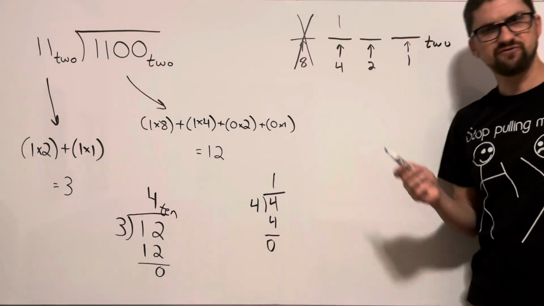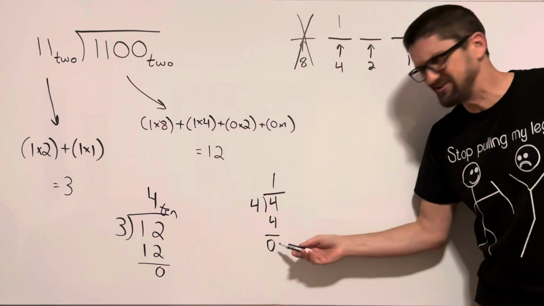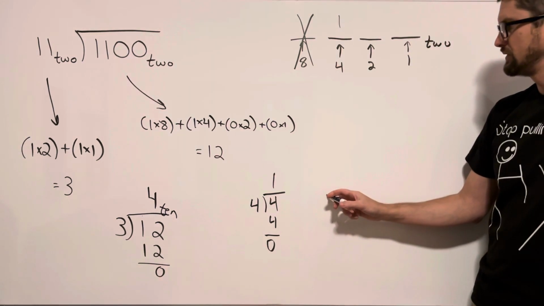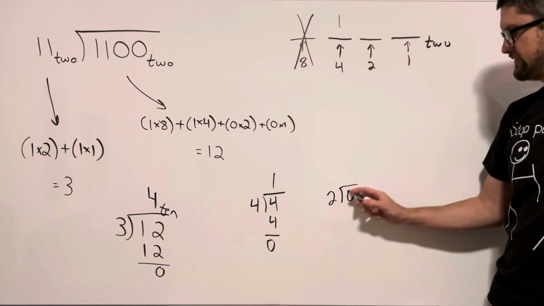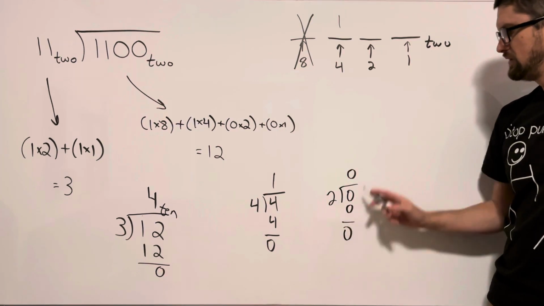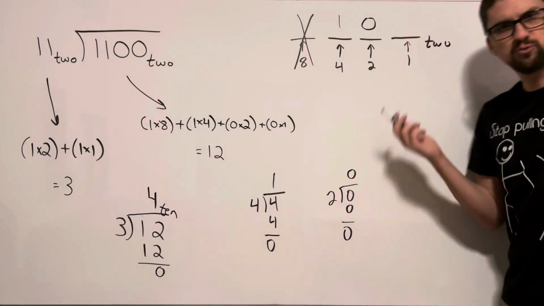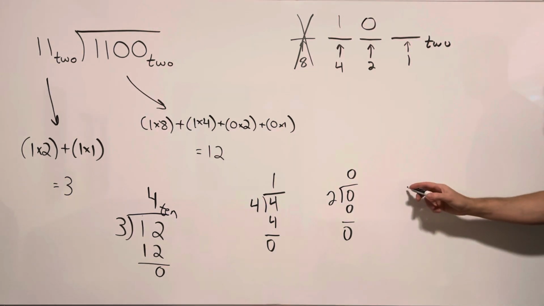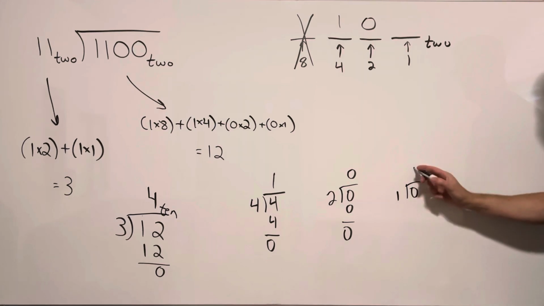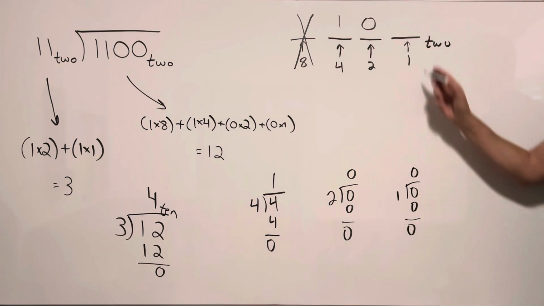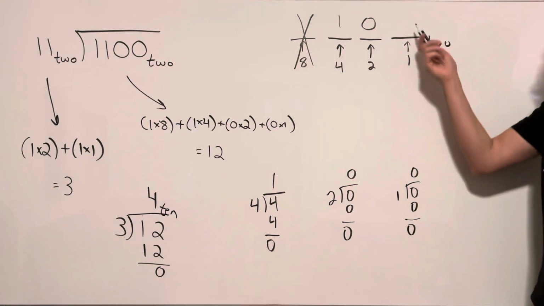And then figure out how many groups of 2 you have left over. In the remainder, there's nothing left over. How many groups of 2 do I have left over? Nothing. So this 0 is going to go in this spot. And then how many groups of 1 do I have? I don't have any 1's either. So this 0 is going to go in this spot.